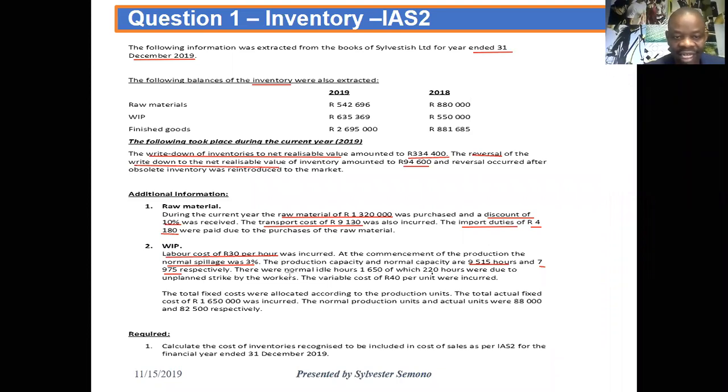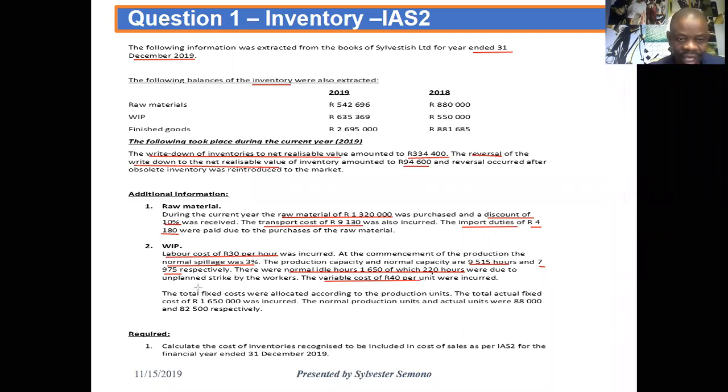And we had idle hours of how much? 1,650, of which 220 were due to an unplanned strike. In other words, remember that the normal idle hours need to be part of the hours worked, but we need to deduct the 220 thereafter so that we can arrive at the correct figure. We also have the variable cost of 40 rands per unit. Remember, for now, we're just analyzing.